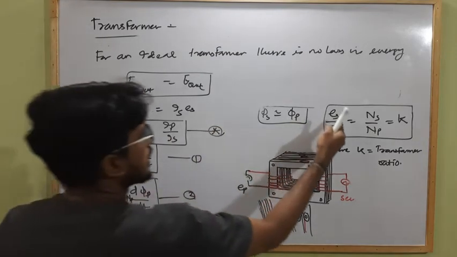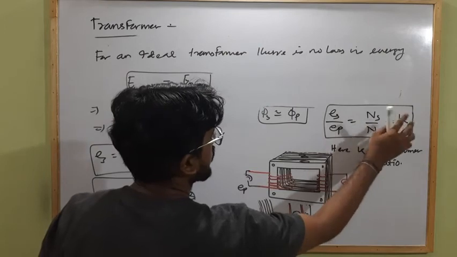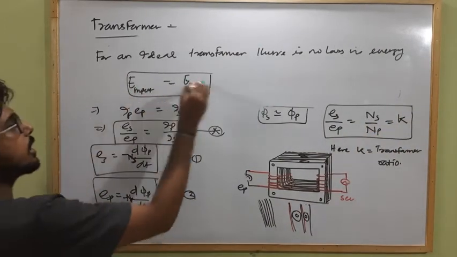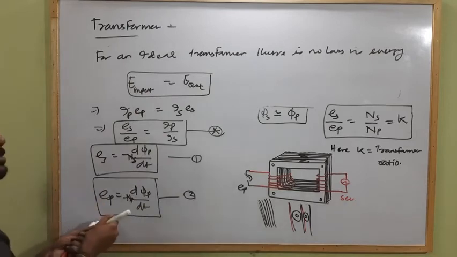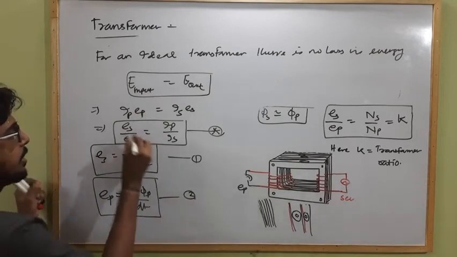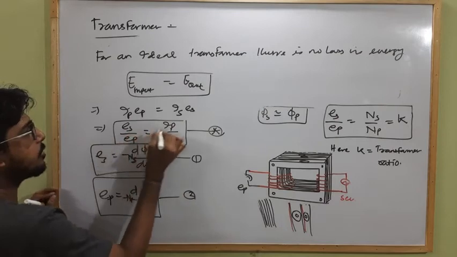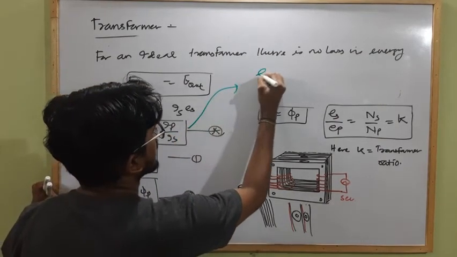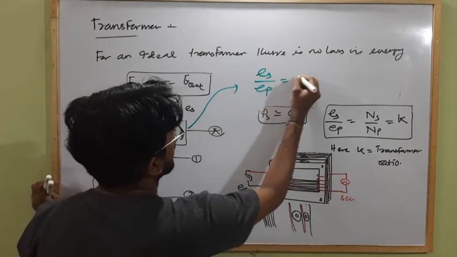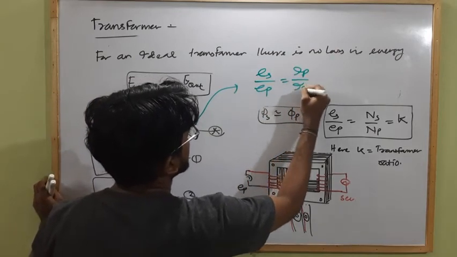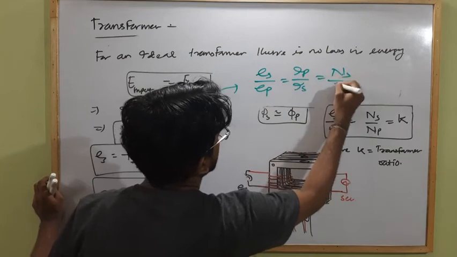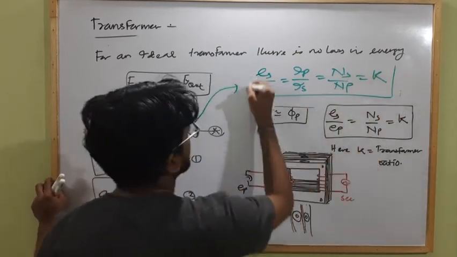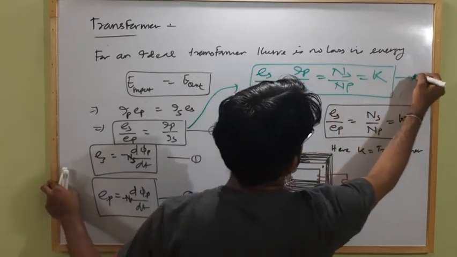Here we will get Es by EP equal to Ns by Np equal to a constant K, which is known as transformer ratio. And again, as the total energy input and output for our ideal transformer is the same, we get Es by EP equal to IP by Is. So Es by EP equal to IP by Is equal to Ns by Np, a constant, which is known as transformer ratio. You have to remember this relation.